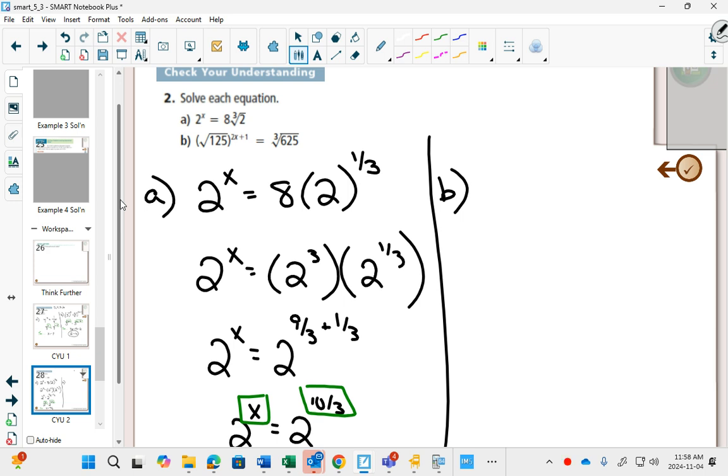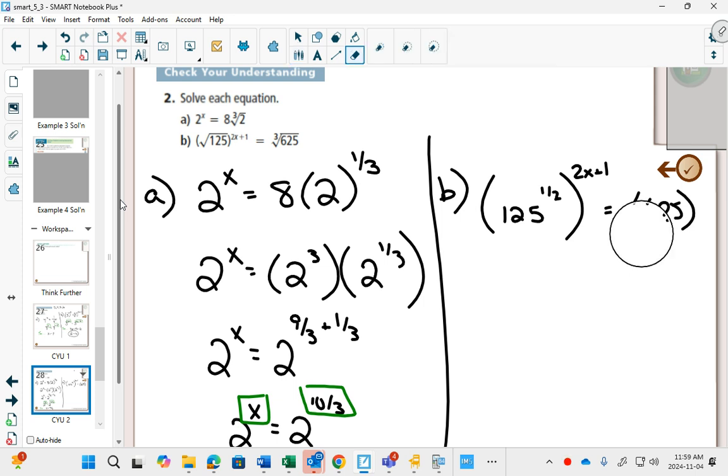So take your time, change one thing at a time. The square root of 125 is 125 to the half. And then this is 2x plus 1 equals, I don't even need brackets there. Just do it like this. And the cube root would be 625 to the 1/3. So I just did one thing.